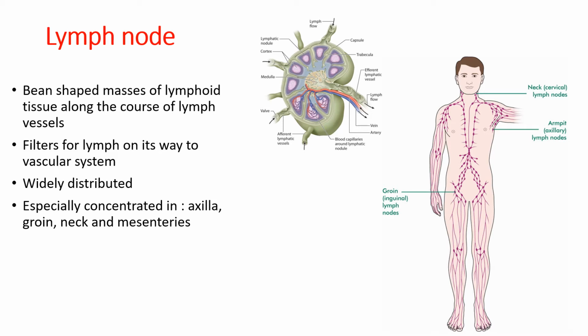Let us now discuss the lymph node. Lymph nodes are bean-shaped masses of lymphoid tissue along the course of blood vessels. These serve as filters through which the lymph percolates on its way to the blood vascular system. Lymph nodes are widely distributed in the body, and they are especially concentrated in certain regions like the axilla, the groin, the region of the neck, and the mesenteries in the gastrointestinal tract.